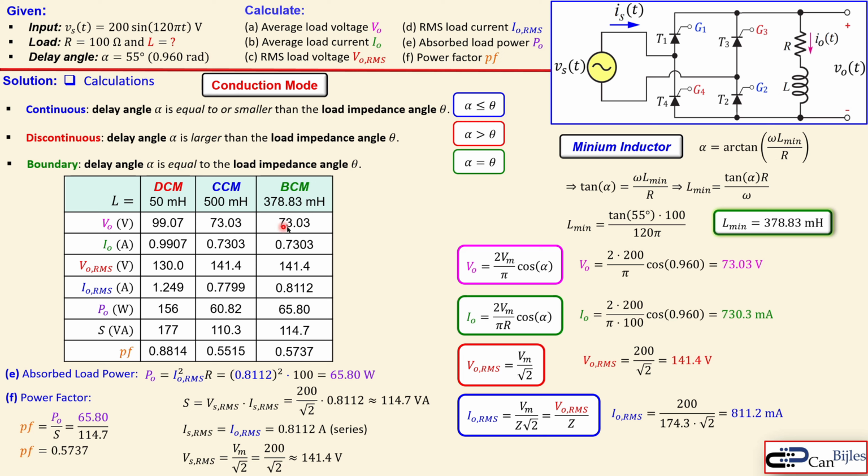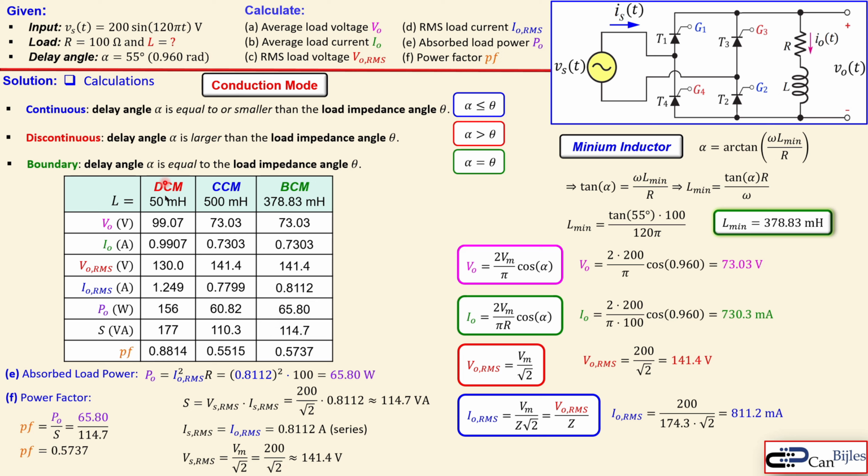You see that with VO, the average values for the CCM and BCM will be exactly the same, and also for the average load current, and also for the RMS load voltage, I must say. But the change will be in the RMS load current. Here, see, it goes a little bit higher, and also the absorbed load power will be larger, and the apparent power will be larger. What you do see is the following, which is interesting.